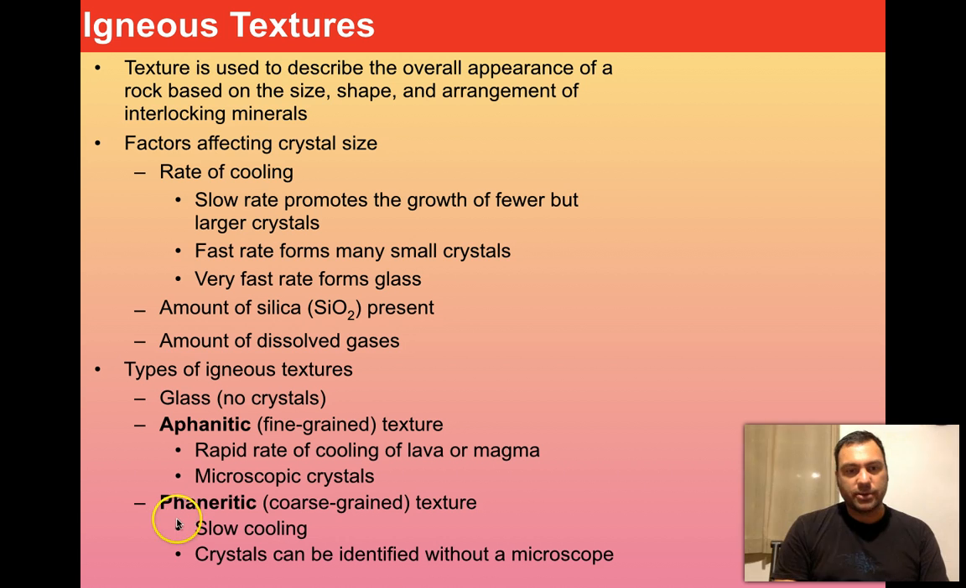In contrast with that are the phaneritic, or coarse-grained, rocks. This is usually formed from slow cooling, and the crystals can be identified without a microscope. You can hold up a piece of granite, and many people with a trained eye can identify the quartz and the K-spar and the albite and the anorthite and whatever else might be in there. Hornblende is pretty typical too. These are common rock-forming minerals, and they grow big enough that you can actually see them.